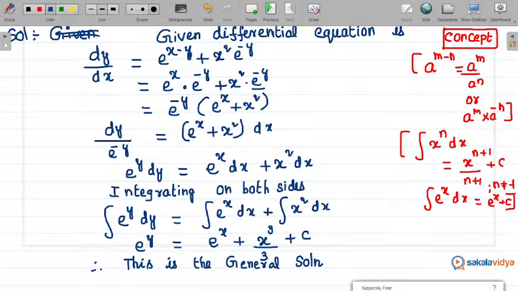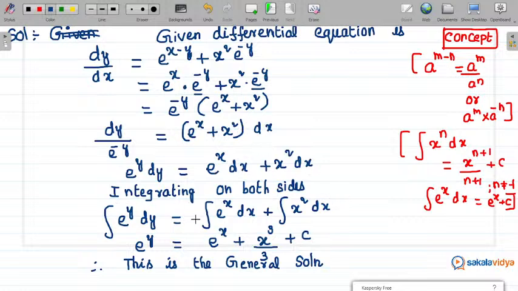Let us take e power minus y common: e power minus y into e power x plus x square. Bring e power minus y this side and dx this side. So dy by e power minus y equals e power x plus x square dx. Now actually the variables have been separated. Again this dy by e power minus y, we can write e power y dy is equal to, open the bracket, e power x dx plus x square dx.